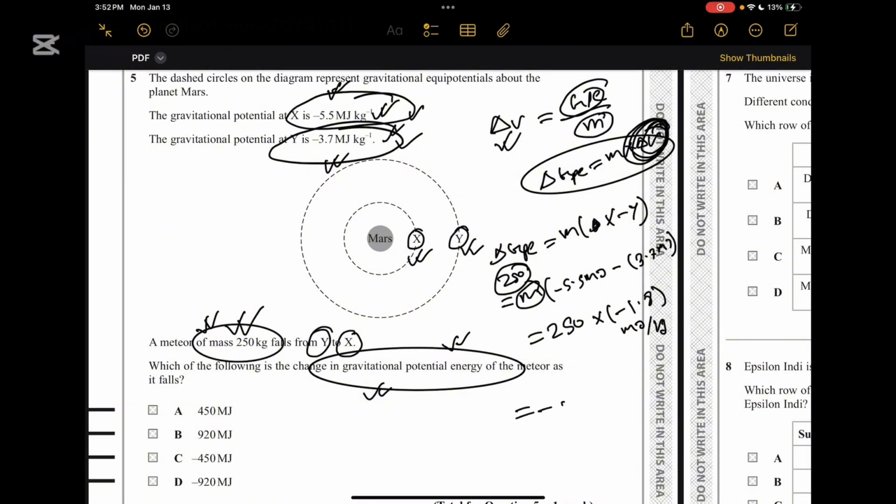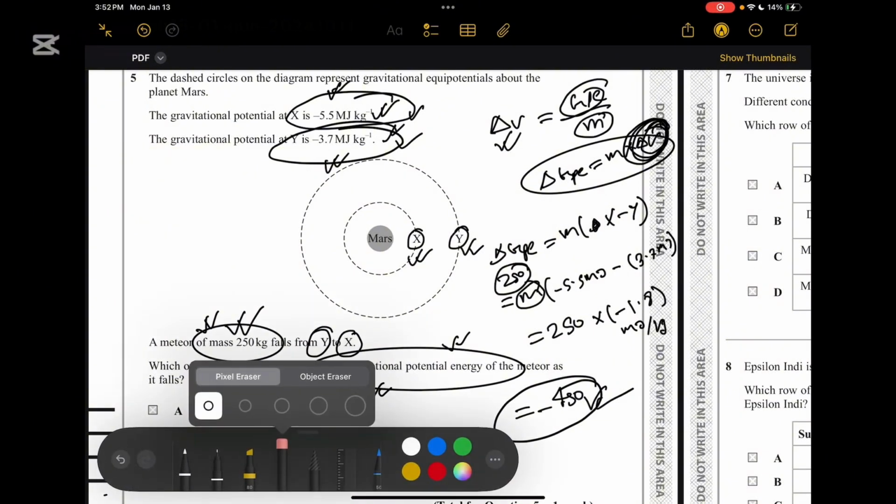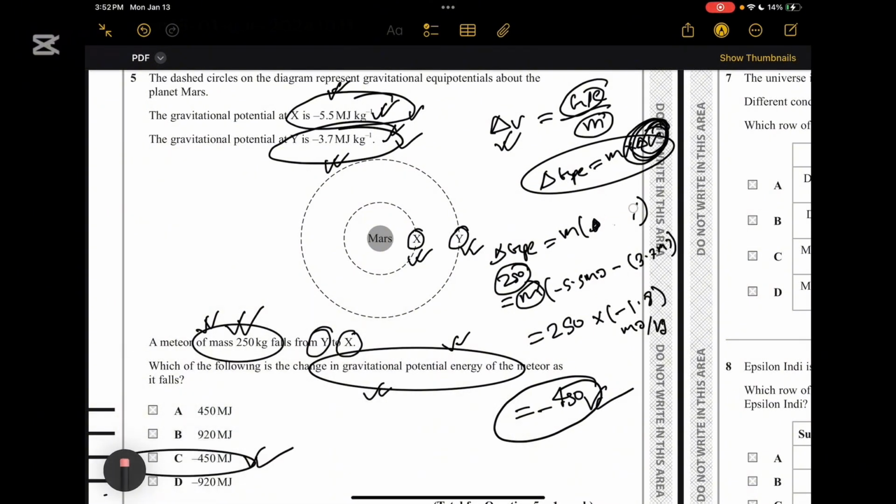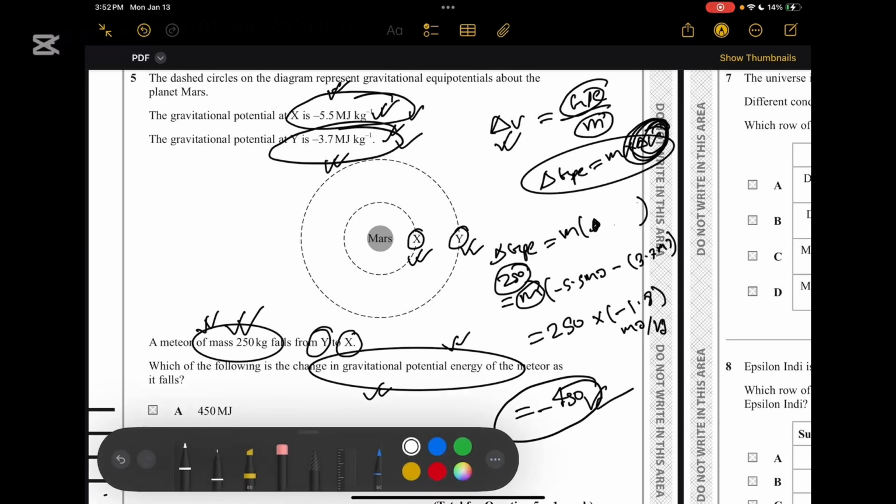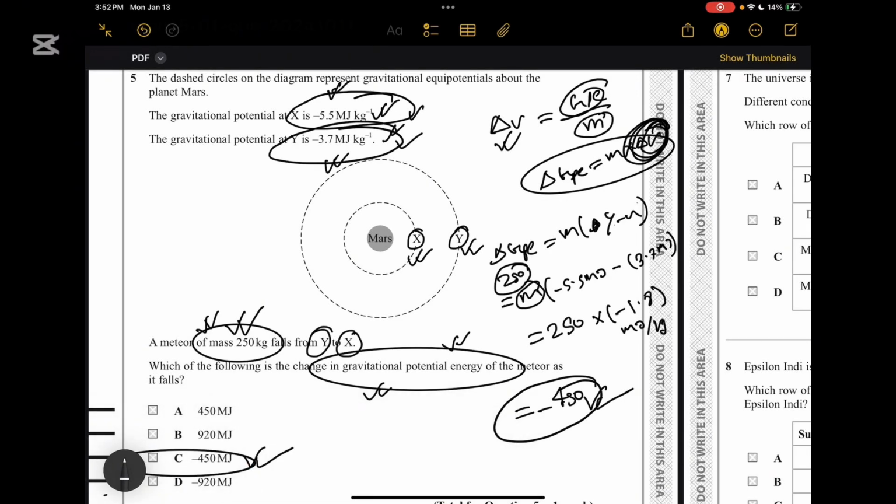So the answer will come out as minus 450. So our correct answer will be C. Actually, it will not be x minus y, it will be y minus x, my bad, because y is at greater potential. So y minus x: minus 5.5 minus 3.7. This is how we will do it. Right now we have got minus 450.